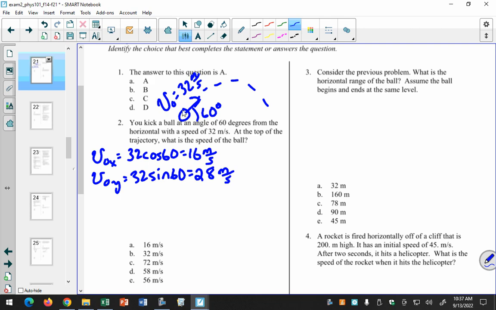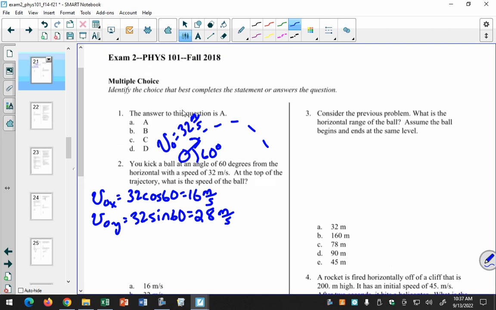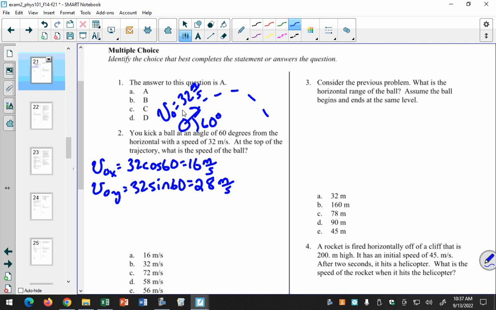Oh, this is the fall 18. So I always do that first, find the x and y components of those initial velocities. Here, I want to know at the top of the trajectory, what is the speed of the ball? Well, gosh, if you understand projectile motion, that's an easy question because it's going to be what? At the top, the y component of the velocity is 0. So at the top, it's only the x component. So the answer to this would just be 16 meters per second.